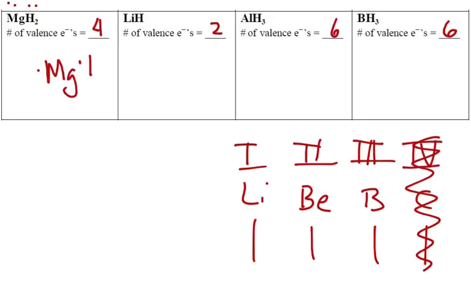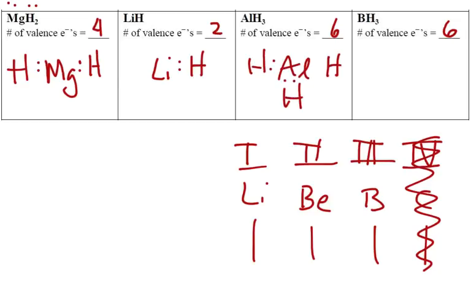Now magnesium has 2. Each of the hydrogens comes in with 1. So this is the correct structure for magnesium hydride, 4 valence electrons shown all together. Lithium has 1, hydrogen has 1 valence electron, so it shares just like two hydrogens. Aluminum, we'll put the hydrogens on the outside. We'll give 6 electrons within those 3. And same thing with boron. So it's a little bit odd because you say, well, they don't have an octet, but that's fine. Families 1, 2, and 3 don't follow the octet rule. And we know hydrogen doesn't follow the octet rule.